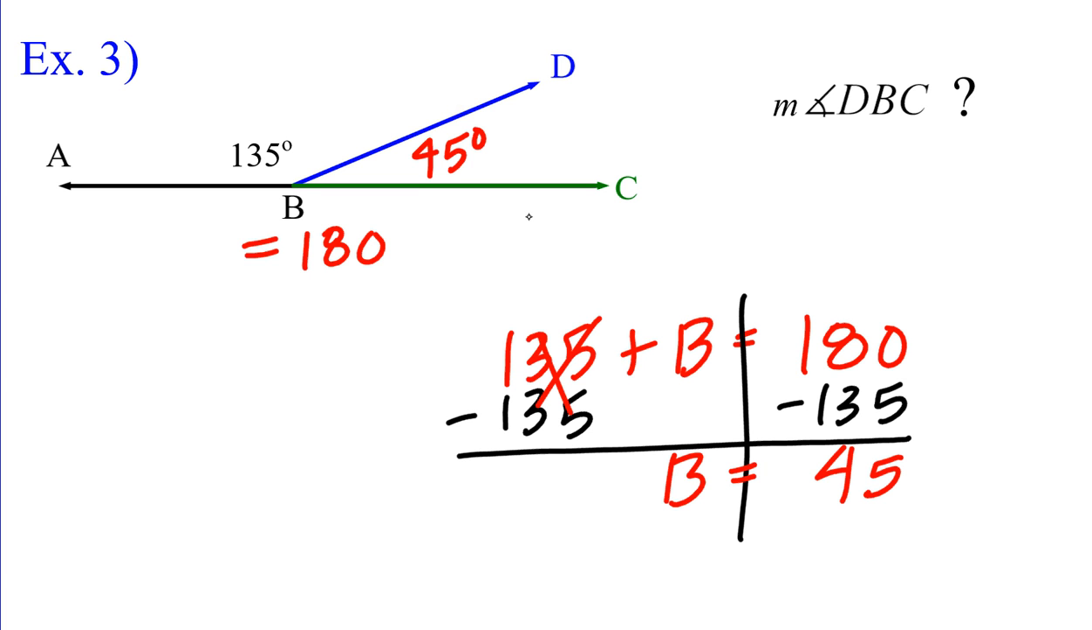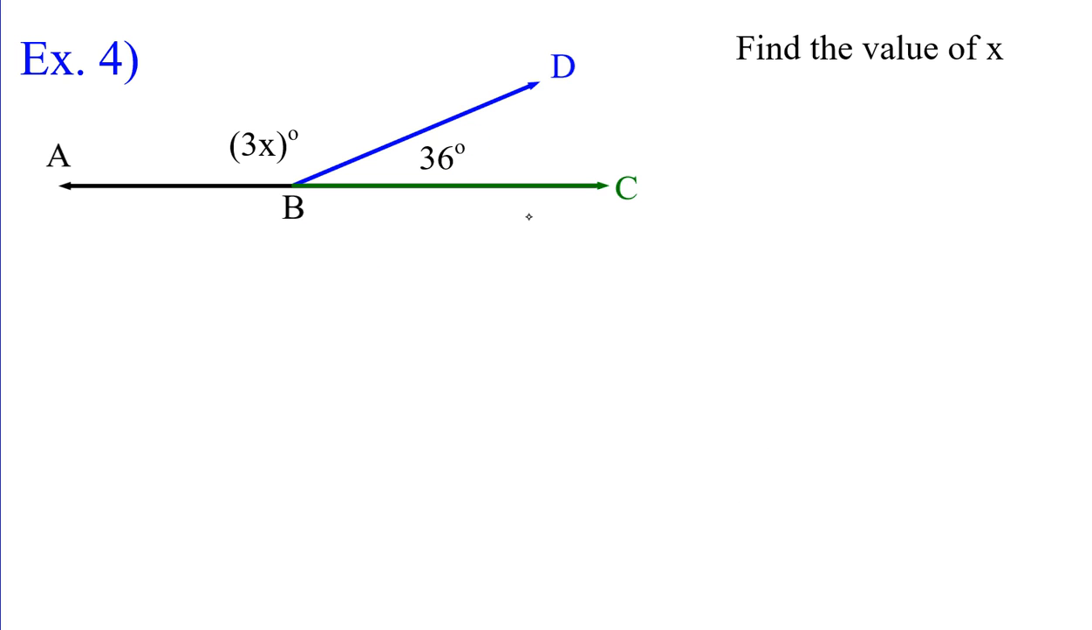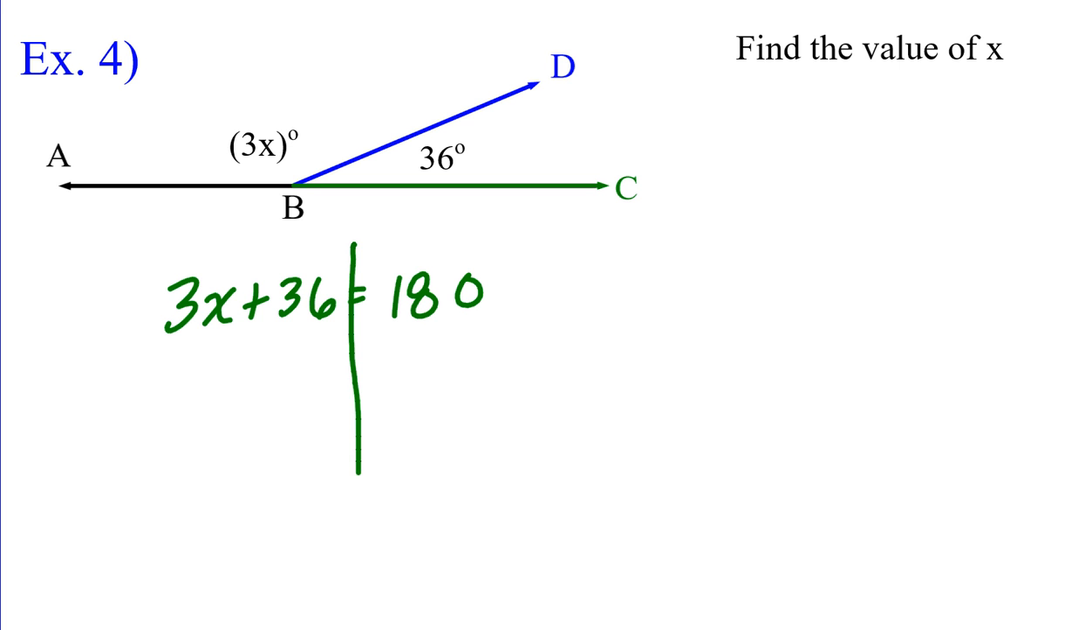Now let's add the algebra in. Let's make it a little bit trickier. Here we have to find the value of x. We have 3x degrees and 36. Remember, we could do it one of two ways. We can say 3x plus 36 equals 180. We can go that route if we want to, so let's try that first. We're going to subtract 36 from both sides.